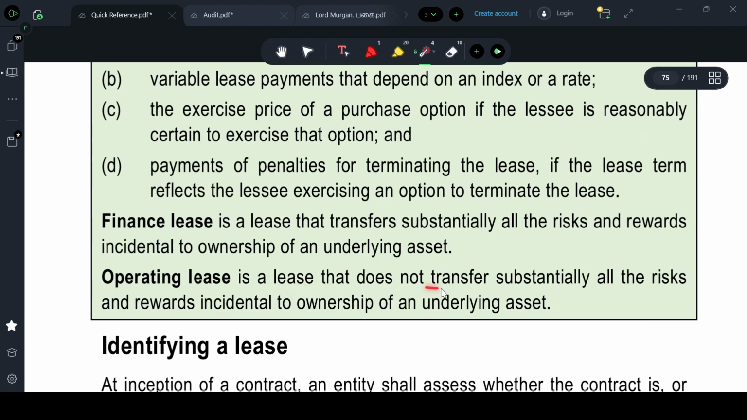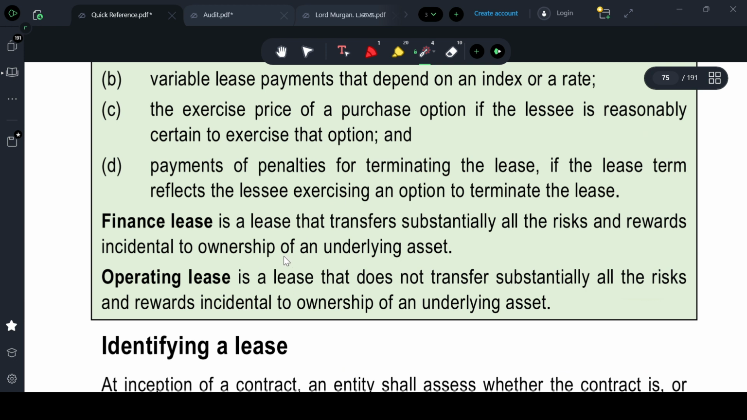A finance lease is a lease that does not transfer substantially all the risk and reward incidental to the ownership of the underlying asset. In the financial lease, the asset will be transferred to you. If any problem happens to the asset, you are responsible. Even if the asset is destroyed, you are responsible.